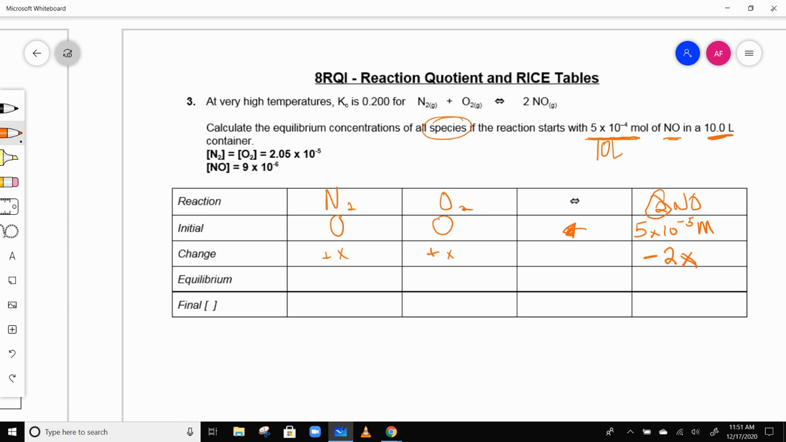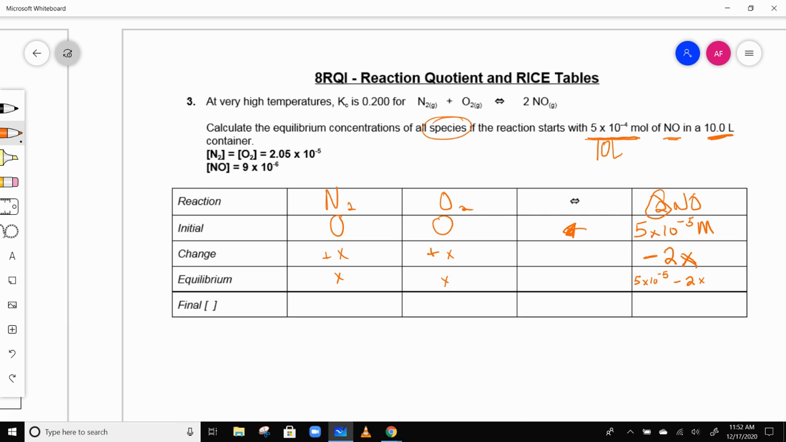So the equilibrium concentrations will be x here, and this is going to be 5 times 10 to the negative 5th minus 2x. That's our equilibrium concentrations. And this is where rice tables come in handy.